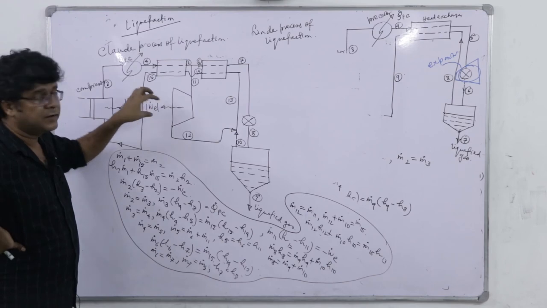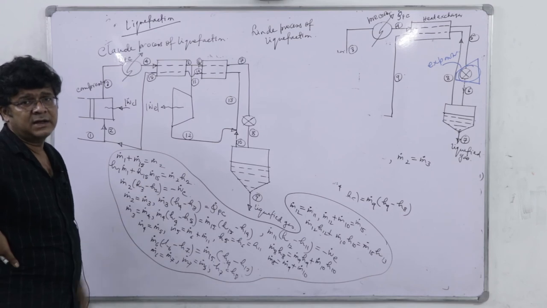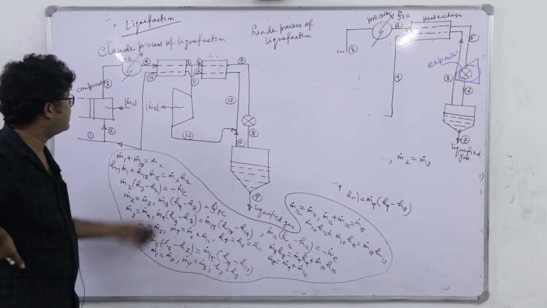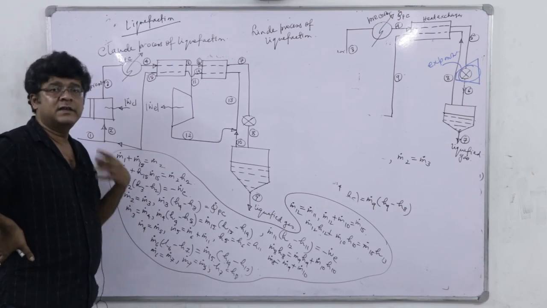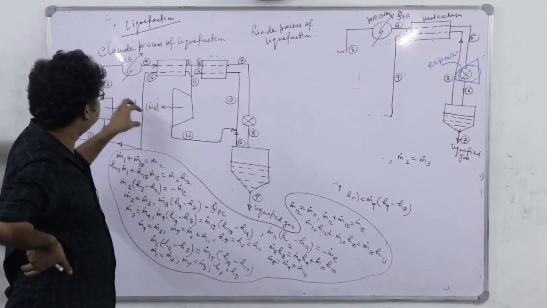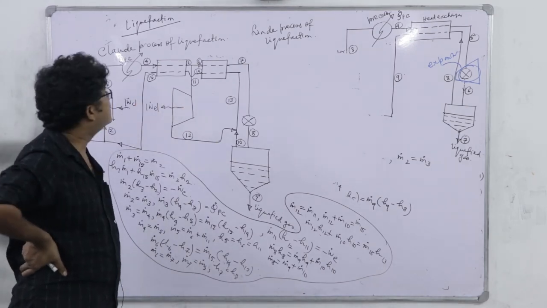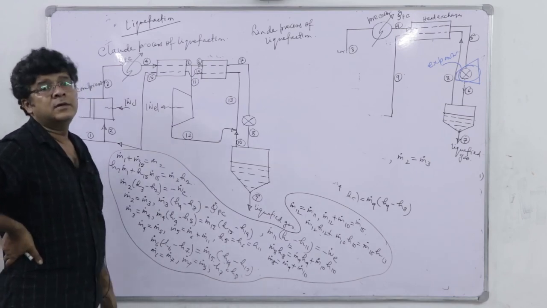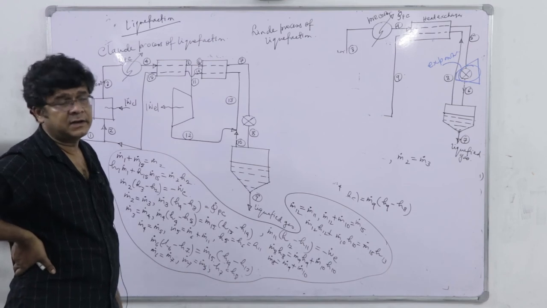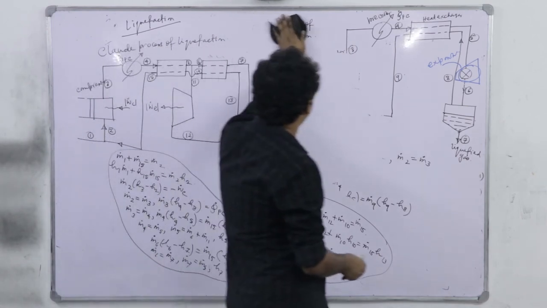However, in Claude we are generating some amount of work. So technically, though there is nothing called efficiency of a liquefaction or coefficient of performance of a liquefaction process, but as the net work required in this Claude cycle is lower, because we are compensating some of the work of compressor by this work output of this expander. So definitely we can infer that the Claude cycle is more efficient, at least qualitatively, compared to that of Linde cycle. So that's all about liquefaction.